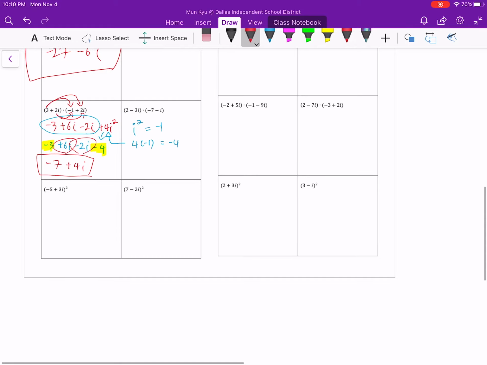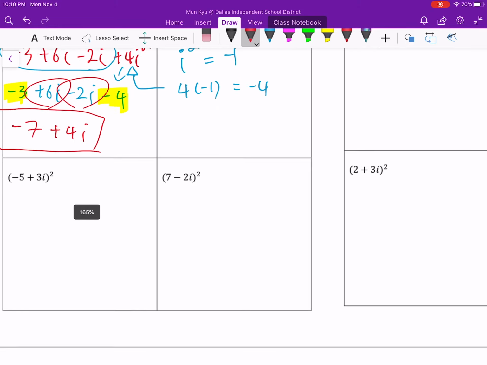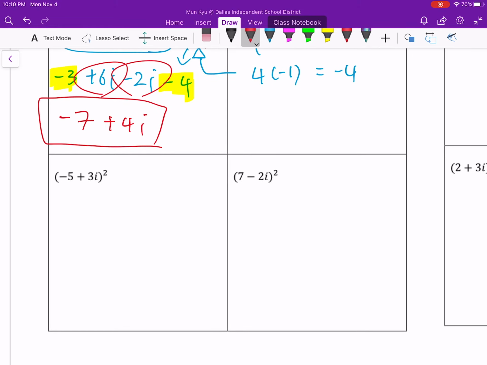Here, last question for today. I mean, maybe I will do one more question, but this is the last concept. Now, do you see here squared? Just do not ever distribute here because that's wrong. Because of this squared sign here, what you have to do is split it into 2. Because it has a 2, you are going to put negative 5 plus 3i twice.